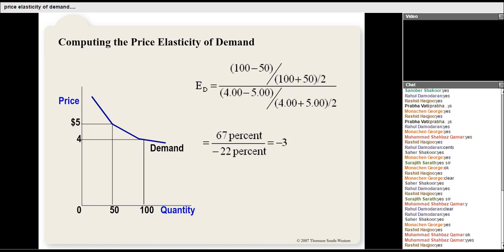See, it's been calculated over here as well. They have used the midpoint formula over here, if you remember. So 67% divided by 27% is about minus 3, and that is less than 1. And when it is less than 1, it means it is elastic in nature. The demand is elastic, right? Is it clear to everyone?